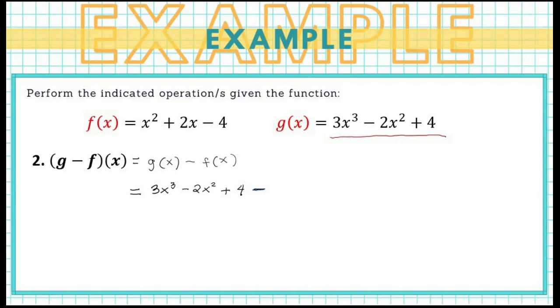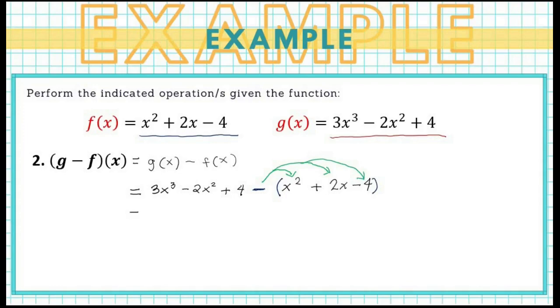Again, that is subtraction. And in subtraction, before substituting the value of f of x, we need to place it inside the grouping symbol, parentheses. So we copy f of x and place it inside the parentheses. Now why do we need to put it inside a parenthesis? It's because we need to distribute the subtraction sign, or the negative sign, to each term of the function. So we distribute the negative to x squared, to 2x, and lastly to negative 4.